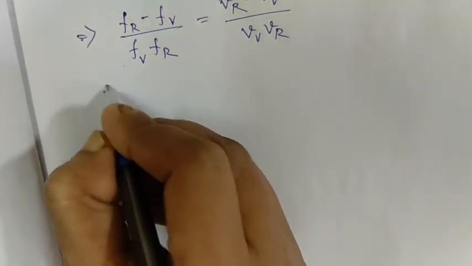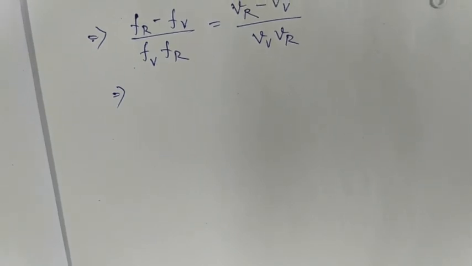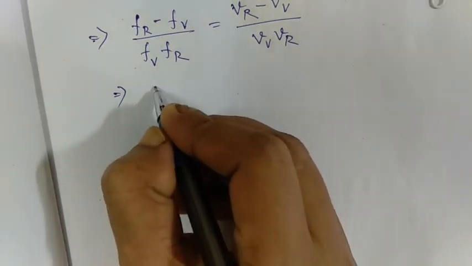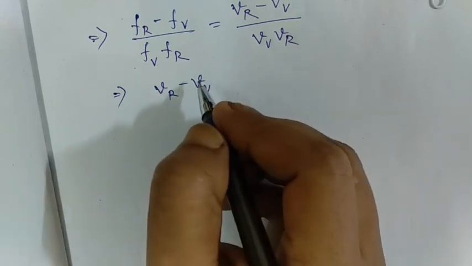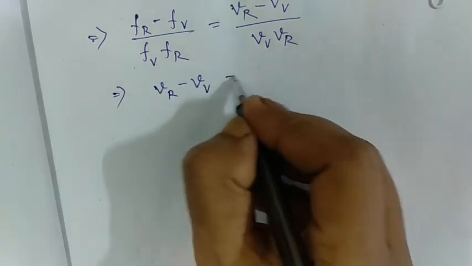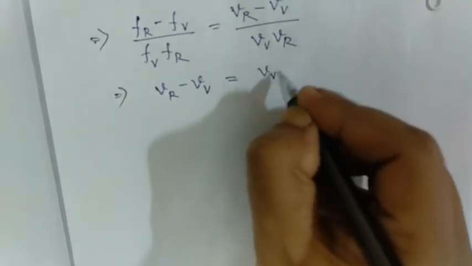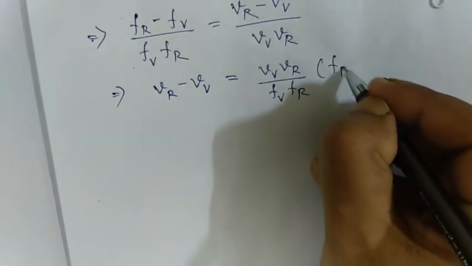Now we are finding the longitudinal chromatic aberration. For this we need Vr minus Vv, that is the difference between the image distances. So we get a relation with which we can calculate the longitudinal chromatic aberration for a finite distance. This is equal to Vv Vr divided by Fv Fr, into Fr minus Fv.